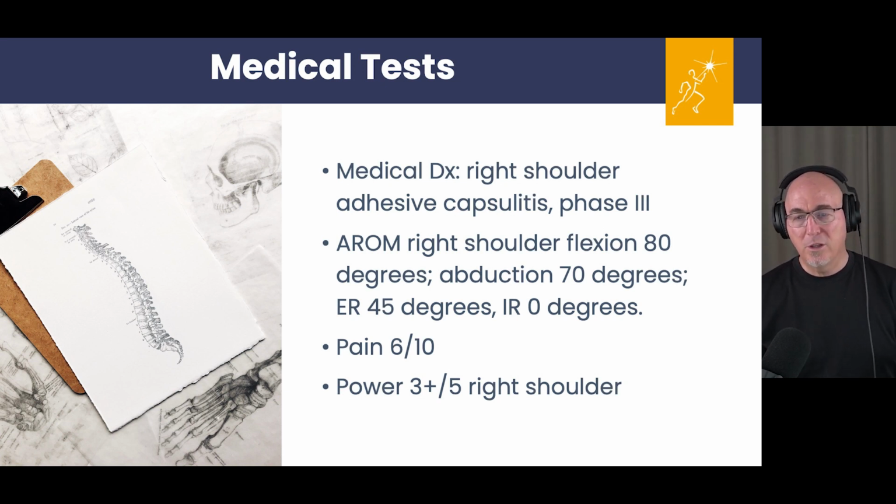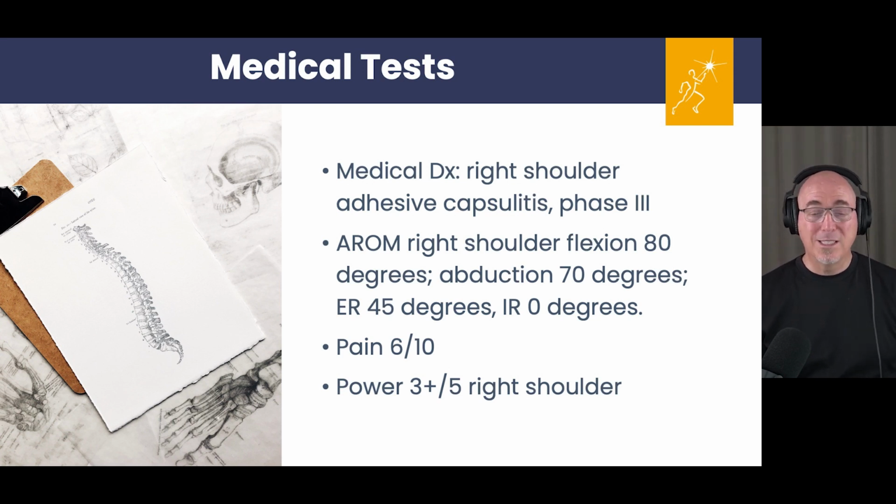But she was clearly diagnosed by her doctor with a stage or phase 3 adhesive capsulitis. Active range of motion when the doctor sent her was flexion to 80 degrees, abduction. So 80 degrees is about right here, coming forward. Abduction 70 is a little bit less, about right here. And then external rotation, she couldn't get up past 45 degrees. And then as far as internal rotation, she was 0. She couldn't go past the neutral position.